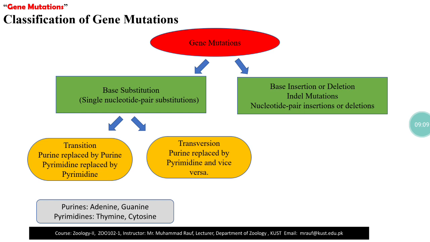The second major type of gene mutations is base insertion or deletion. Here, a loss or a gain of a base takes place. Either a completely new base pair is inserted into DNA or a base pair is lost. So, insertion and deletion occurs in this type. Therefore, these mutations are also known as indel mutations.